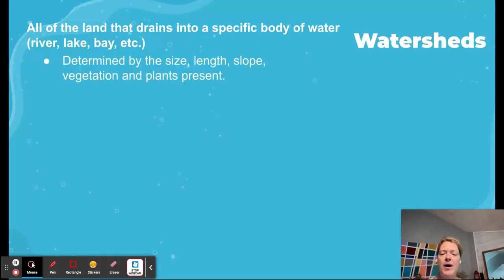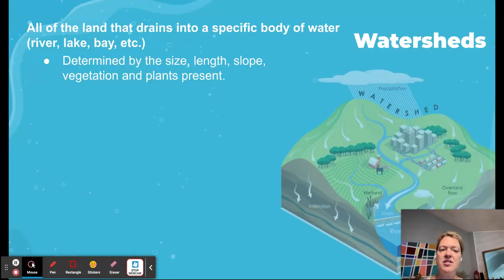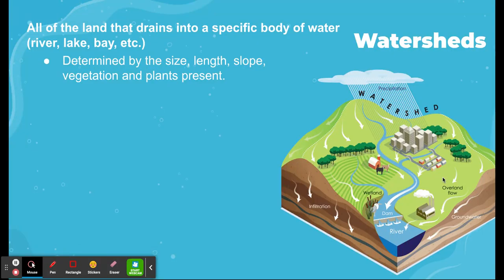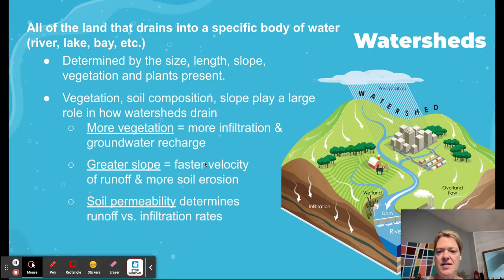So it's determined by the size, the length, the slope, the vegetation, and all of the plants that are present in an area. Here, let me move my picture for a second. This just kind of shows you, it rains, and then all of this water is going to flow into this river, and so this would be this watershed. We also have some water that infiltrates into the ground and then becomes part of the groundwater, but that's essentially what a watershed is.